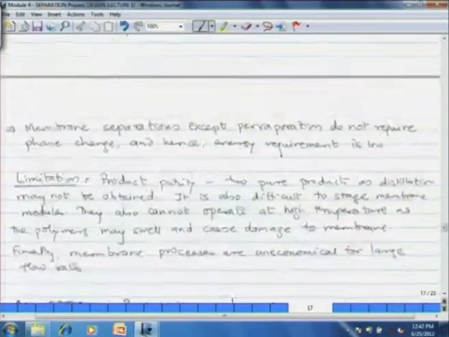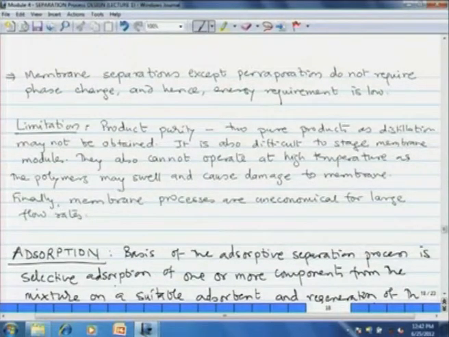Although membranes have several positive points to their credit, there are also some limitations. For example, the product purity. Products as pure as distillation may not be obtained. A distillation column can be designed to get 99% or 99.9 or 99.99% pure product, but that kind of design may not be available with the membrane unless it is extremely selective. It is also difficult to stage membrane modules. They also cannot operate at high temperature, as the polymer may swell and cause damage to the membrane.